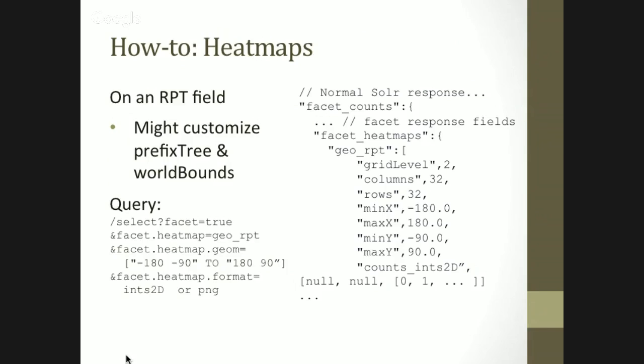Maybe I'm tweaking this too much, but there is this. I think maybe you mean this. So you can ask for heat maps. Facet is true. This is this type of faceting. You specify the field, and one of the things you will probably provide is where do you want the grid?